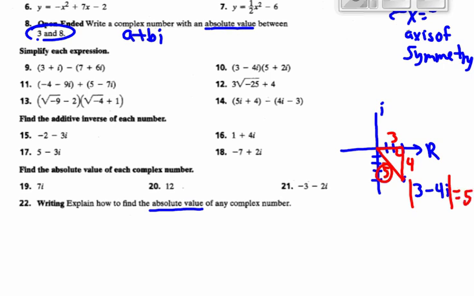It means what's the distance from the point 3 minus 4i, which is right here, back to the origin.